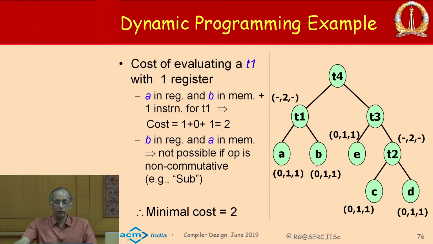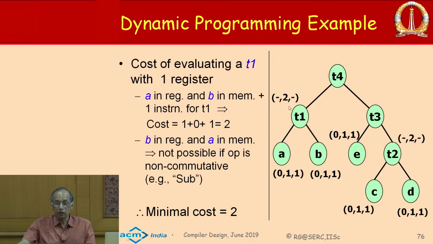How about using one register for B and 0 registers for A? Not possible, because the left operand has to be in a register. Are there any other possibilities? Why can't you use the same register for A and T1? A and T1, you can use the same register. Remember, this is the cost of generating code, not the number of registers. So, the cost of generating code with one register, I am basically including the number of instructions. Cost here is the number of instructions, not the number of registers.